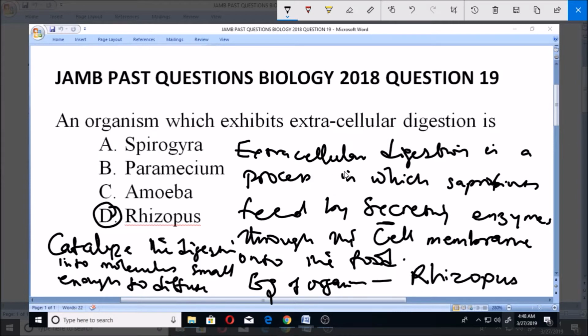So that is what we call extracellular digestion: secreting of enzymes through the cell membranes onto the food in order for the enzyme to catalyze digestion of the food into smaller molecules small enough to be taken up through passive diffusion. An example of an organism that does this is Rhizopus, and that's why D is the correct answer.